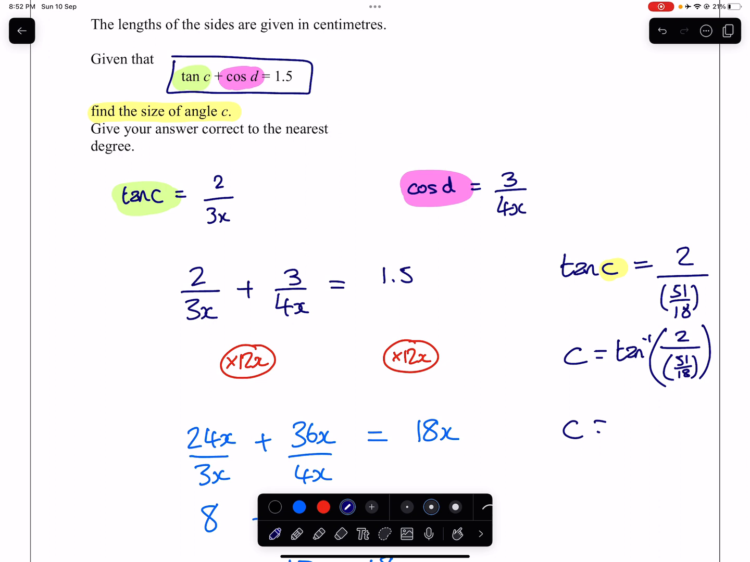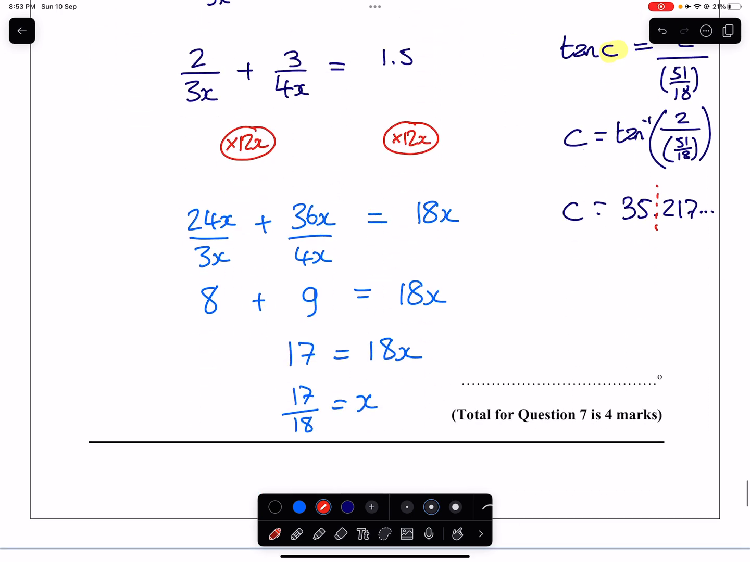So shift tan of 2 over 51/18, which gives us a 35.217 and change. Question wants us to give it correct to the nearest degree, so we're going to do that. Final answer will be 35 degrees. Done.